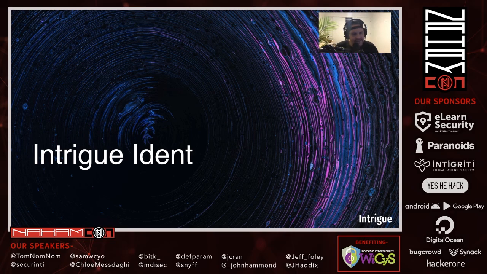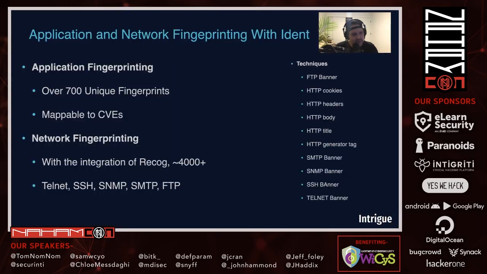I like to start with Intrigue Ident, which is our fingerprinting library. The reason I like to start with it is because it's a component of the overall ecosystem, but it's a good way to really understand the capabilities and the power. So what is it? Ident is an application and network fingerprinting library. It has over 700 unique fingerprints for software in it. Those fingerprints are specifically built to be mappable to CVEs. And with the recent integration of Recog, that significantly bumped the number of checks up to almost 5,000 now.